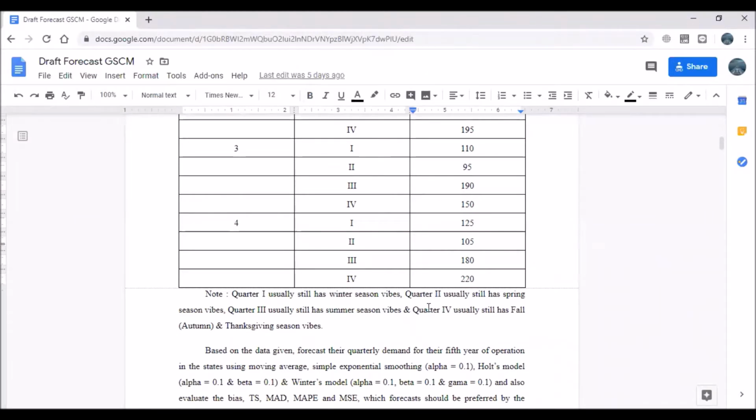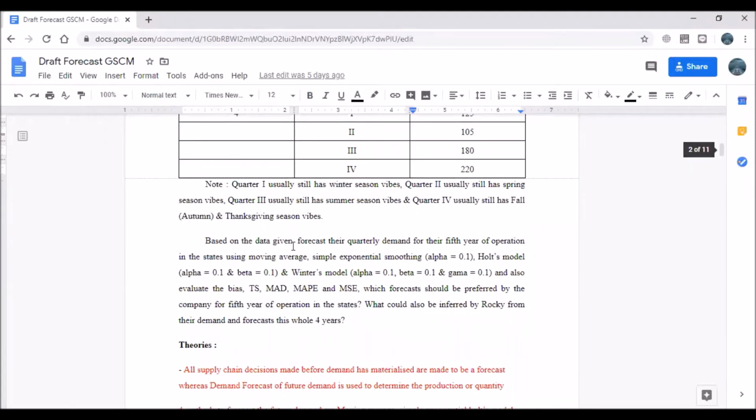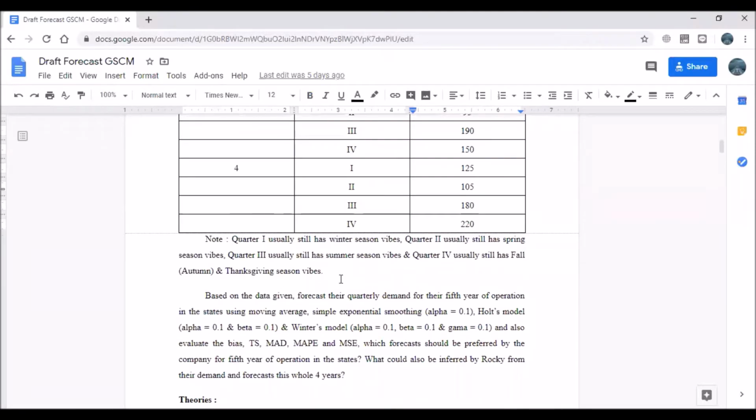Based on the data given, we're gonna try to forecast the quarterly data for the fifth year of operation in the States. We're gonna use moving average, simple exponential, Holt's model, and also Winters' model to forecast the fifth year of operation data and demand. And we're gonna use the coefficient of 0.1 for the alpha, beta, and gamma, so it will be stable.